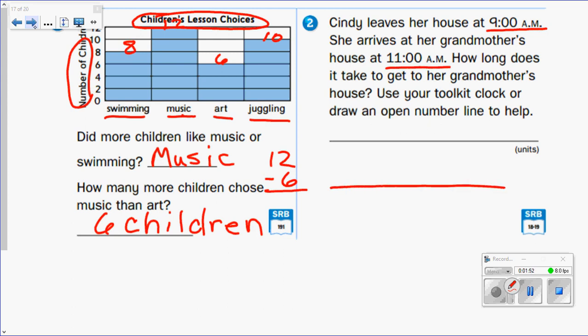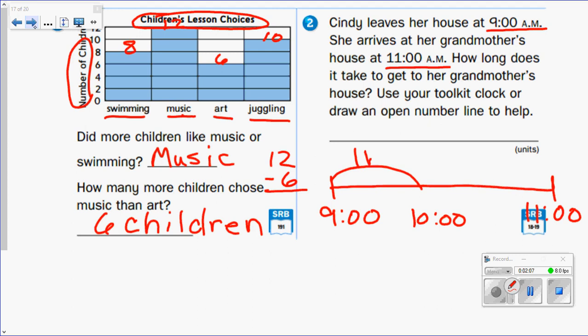So if I was using an open number line, I would start at 9 a.m. I know I'm going to go to 11 a.m. So I can go 1 hour, which would take me to 10 o'clock. That was 1 hour. From 10 o'clock to 11 o'clock, we take another hour. So that tells me it took 2 hours to get to grandma's house.